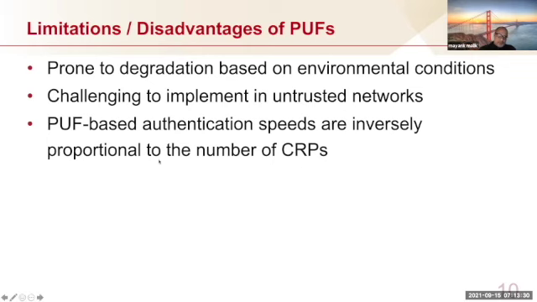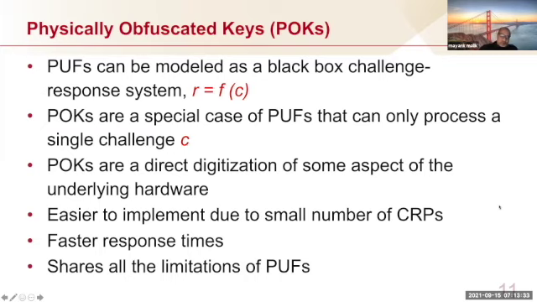So to solve that last problem, we also see implementation of physically obfuscated keys, which is basically a special case of a PUF. If a PUF can be modeled as a black box challenge-response system where R = F(C), so R is the response that you receive from the function F, and C is the challenge that you supply to that function, then POKs are special cases of PUFs that can only process one single challenge. So your CRP map effectively is one row, which makes it really fast to perform authentication because there's only one check you have to perform. You don't have to go through a list of challenge response pairs.